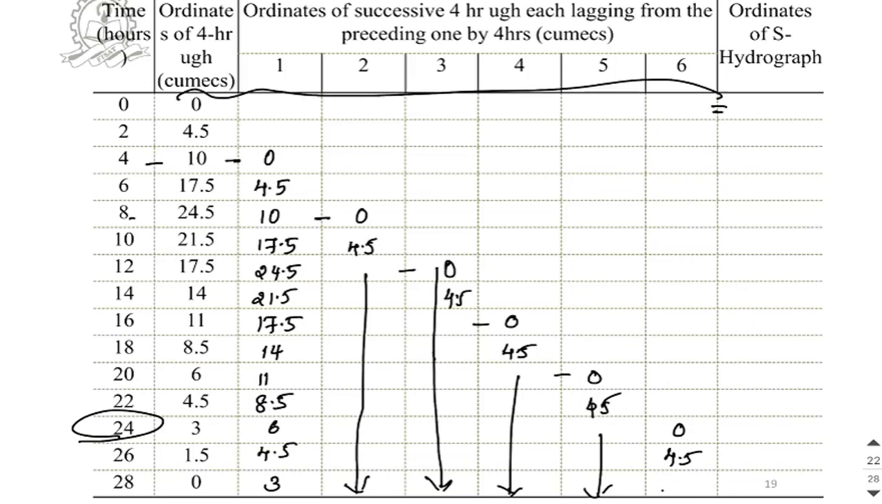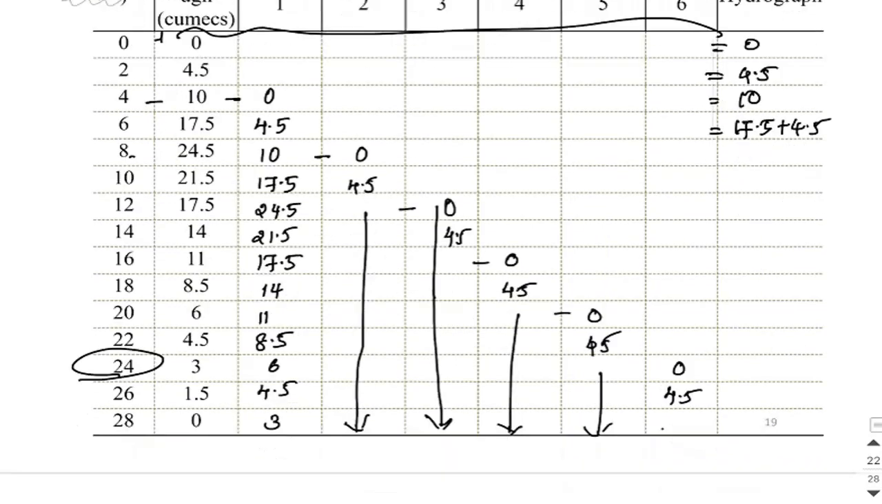Then add all these values and you will get the ordinates of the S hydrograph. This represents the hydrograph without any lag, and then all the other 4-hour lag hydrographs we also have to consider. Take the sum. Here it will be 0, this is 4.5, this is 10, this is 17.5 plus 4.5, like that find the sum. So we get the ordinates of the S hydrograph. This is the value we are getting.